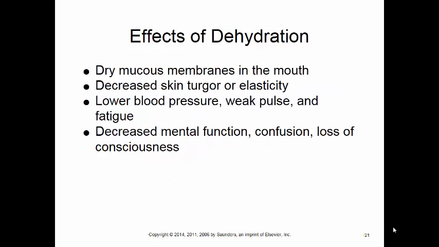Okay, so some of the effects of dehydration include dry mucous membranes, such as the mouth and tongue. Decreased skin turgor or elasticity, so if you pinch the skin, it doesn't go back to its normal state. It actually stays elevated. The blood pressure can drop, weaker pulse, and also fatigue. All are symptoms of dehydration. It can also be, especially in older adults, decreased mental function, confusion, and loss of consciousness.